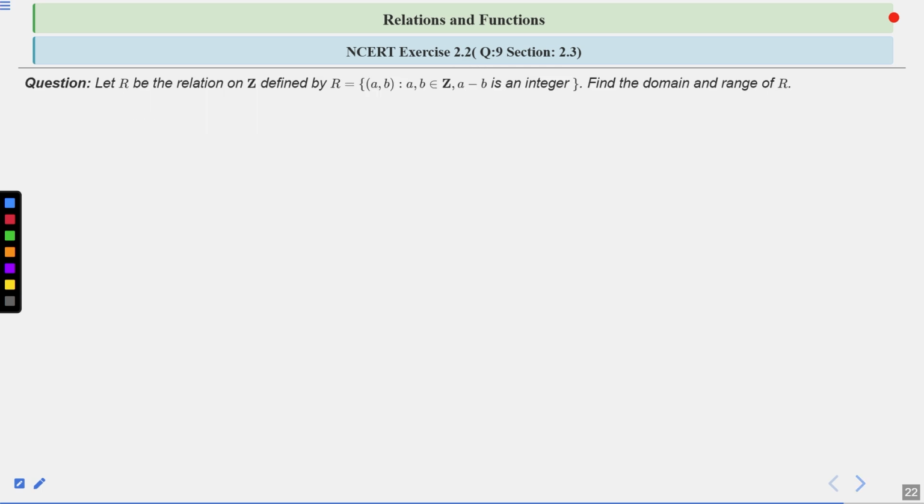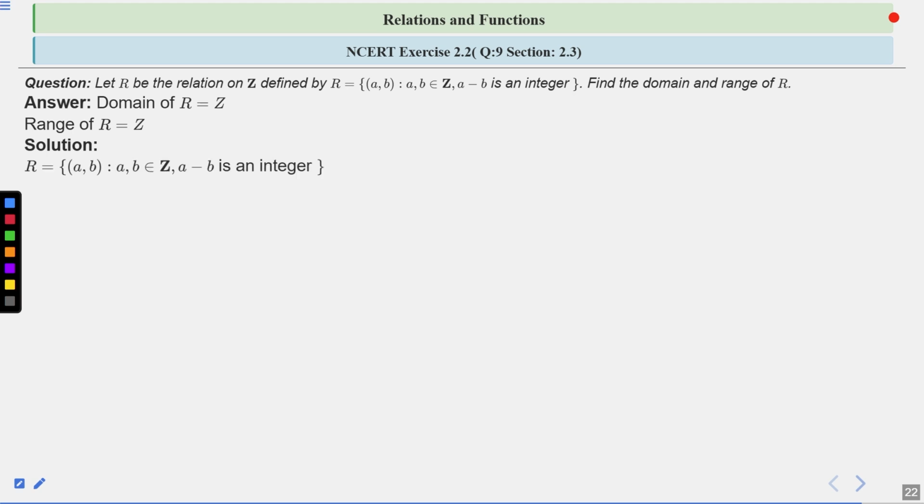So in the question, the relation is described from Z to Z, as the collection of all pairs (a, b) such that a and b both belong to the set of integers and the difference a minus b is also an integer. Then find the domain and range of the relation R. So the domain and range are both going to be the set of integers. How? The solution.